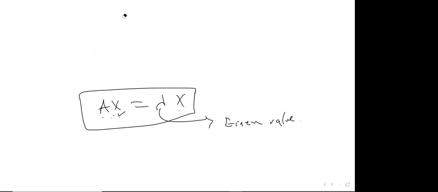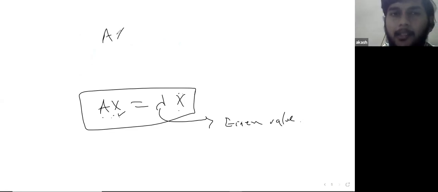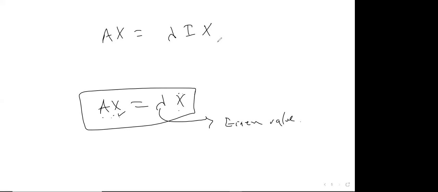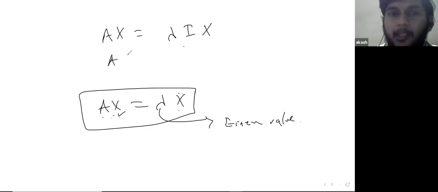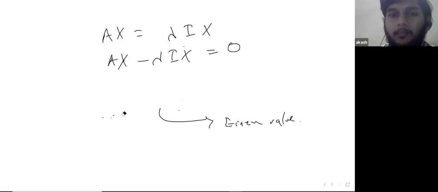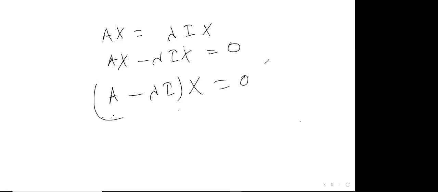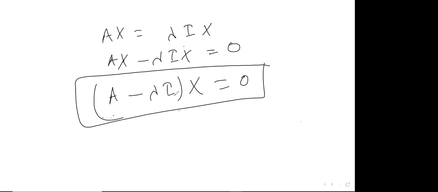Yes, sir. See, in this equation, I can multiply an identity matrix, right? I can write it like this because the identity matrix is just treated as the number 1. It can be multiplied with anything, right? Yes, sir. Now taking this quantity to the other side, Ax minus lambda times I times x equals 0. Now taking x common, A minus lambda times I, times x, equals 0, right?